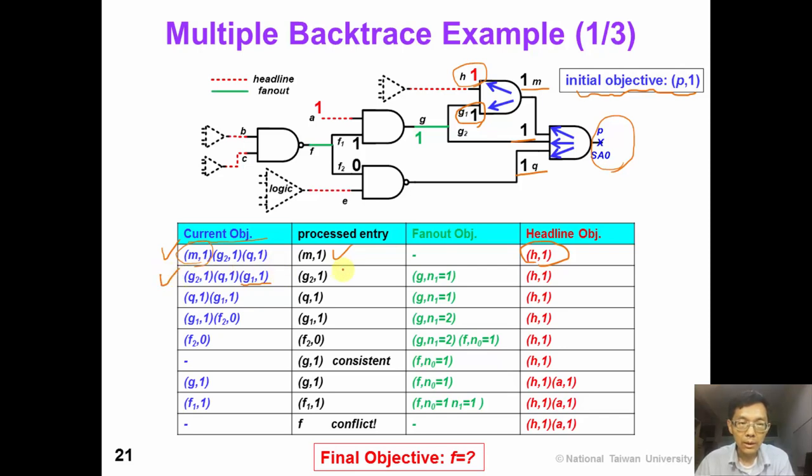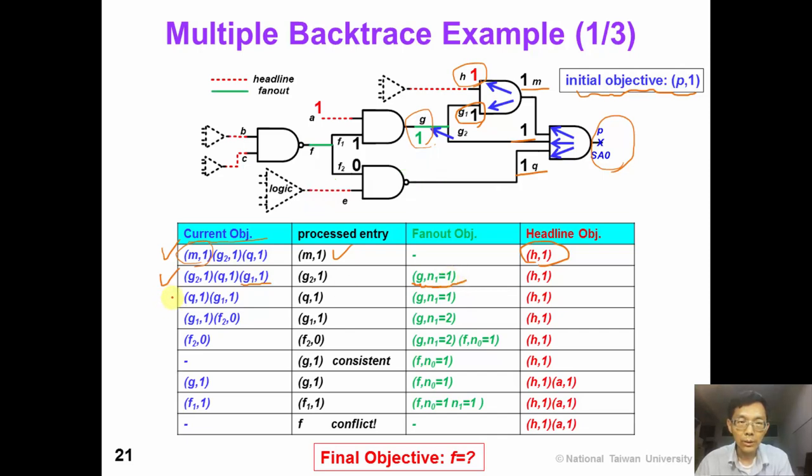Now we process the second entry, which is G2 equal to 1. Because this is a fan-out, we would increase the number of N1 by 1. That means we have one vote for G to be 1. In this picture, green lines such as G and F indicate fan-out stems where we can also make decisions.